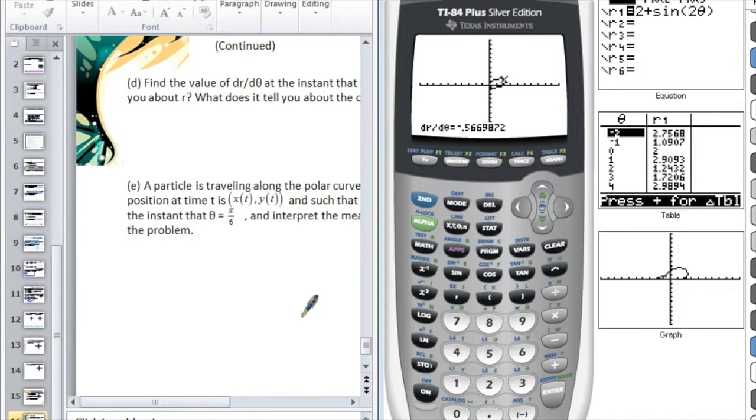Now, it wants to know, interpret the meaning of your answer in the context of the problem. What does it mean when dx/dt is negative? What is the x in a vector valued function with the x, y? What does the x part mean? Horizontal movement, right? And so if dx/dt is negative, then our horizontal movement is decreasing over time. And that's what it's asking us.